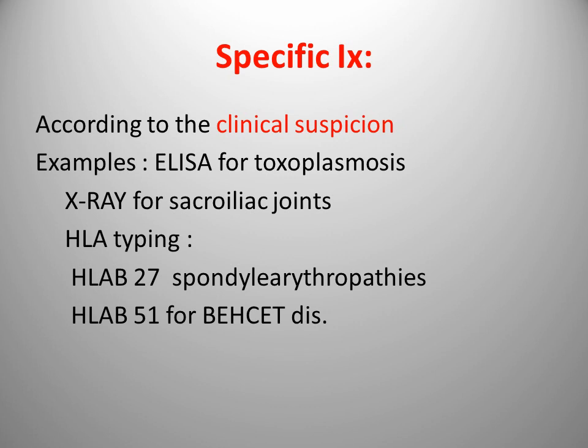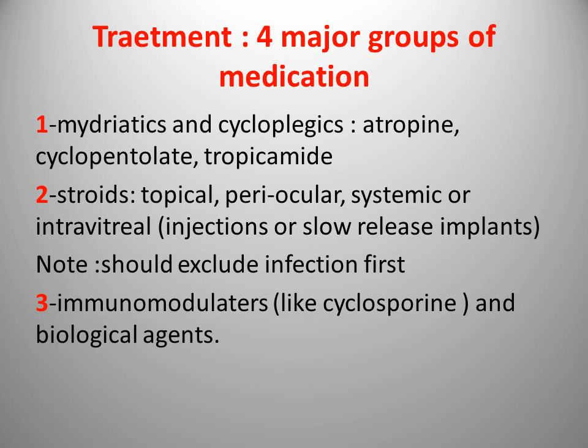Or some HLA typing, you know these are expensive investigations, the HLA typing. So according to the suspicion, if I suspect spondyloarthropathies, I will send for HLA-B27 typing. Or if the history is suggestive of Behçet disease, I have to send for HLA-B51. Finally, treatment for uveitis.